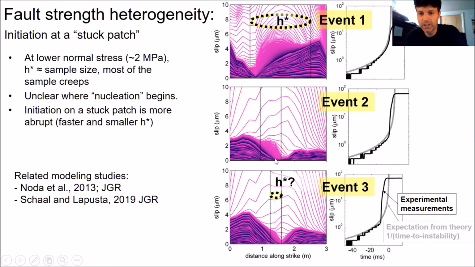In addition, if we take a look at the slip that's occurring right at the center of this nucleation region, for the large nucleation, the slip is following the expected 1 over time to instability relationship shown in gray. But for these other events that are initiating right on a stuck patch, they're starting to follow that, but then suddenly they start slipping way faster than expected from theory.